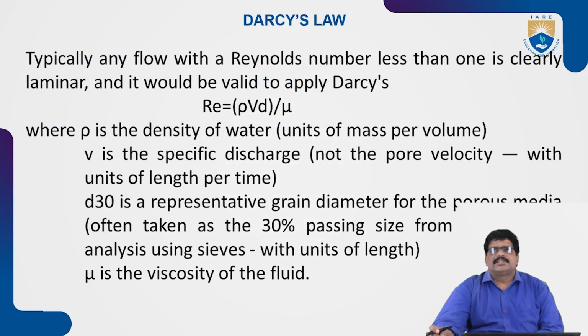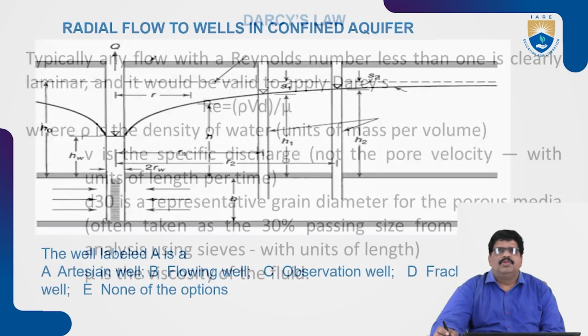In Darcy's law, we mainly explain how the water behaves in groundwater. Typically the Reynolds number is rho v d by mu, where rho is the density of the water. Specific discharge can be taken as velocity, with units of length per time. Mu is the viscosity of the fluid.